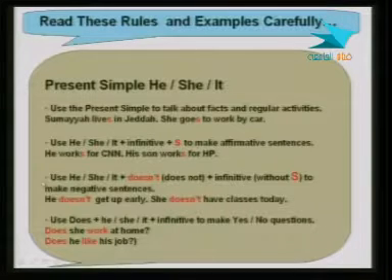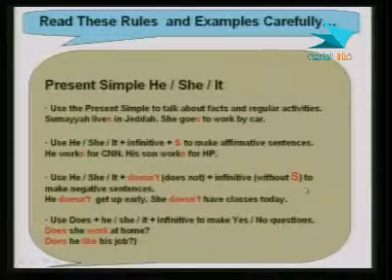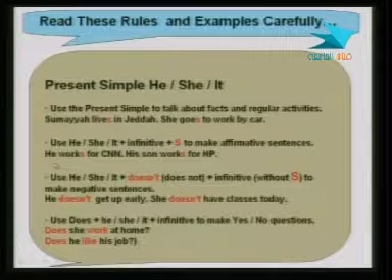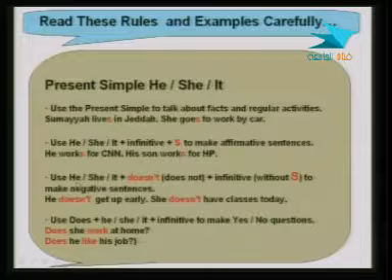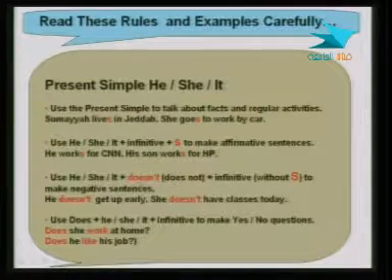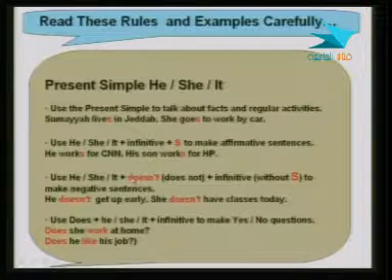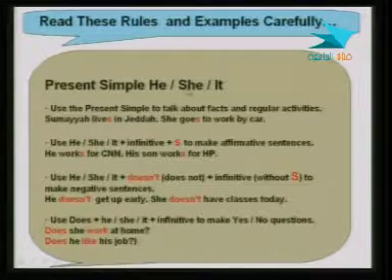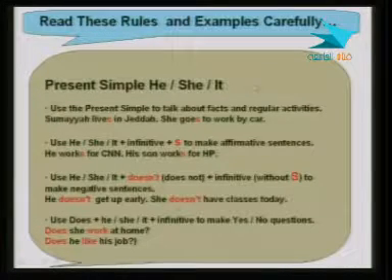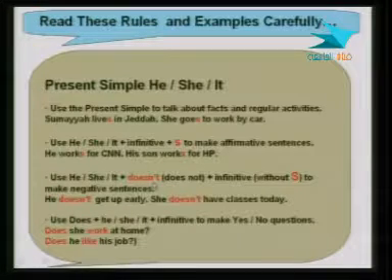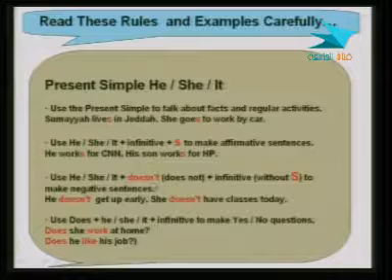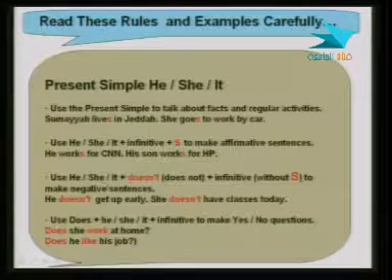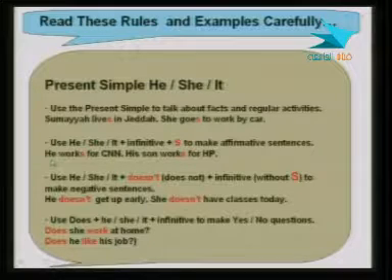Okay. Third point: use he, she. Here we want to make negative sentences. How do we make negative sentences when the subject is he, she, it? What happens is that after the subject, after the he, she, it, we have does, instead of do. Remember in the previous slide, we use do with I, you, they, and we. But with he, she, and it, and any singular subject, we use does, in addition to the negative word not. So does not, in addition to the verb itself, and we drop that s.